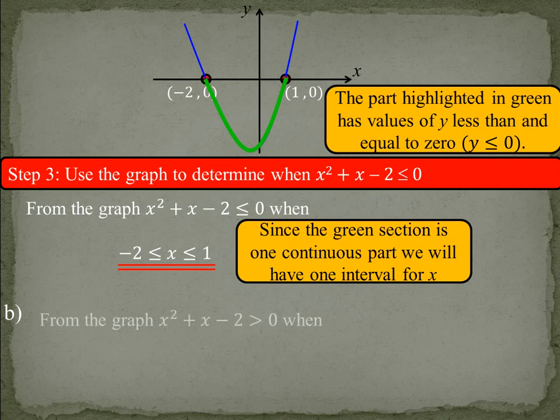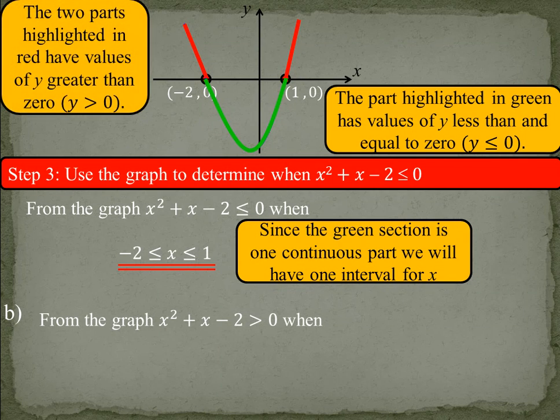Part B asked us, when is the graph x squared plus x minus 2 greater than 0? Well, that's basically the opposite of what we've been asked above. So wherever it is greater than 0 will be the two red lines marked. And from that, there are two separate intervals. So we are going to have to answer with two separate statements.